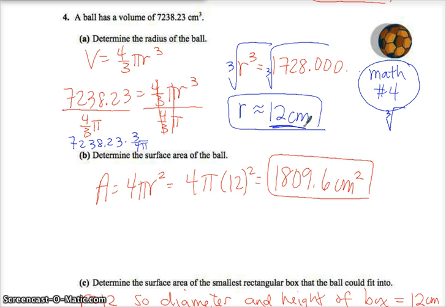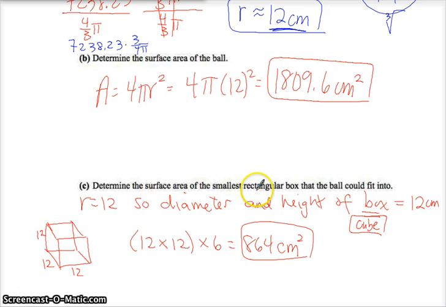Now once you figured out the radius, you can determine the surface area. So the formula for surface area is just 4 pi r squared. Well, r is 12, so it's 4 pi 12 squared. Multiply all that out, and you get 1,809.6 centimeters squared.